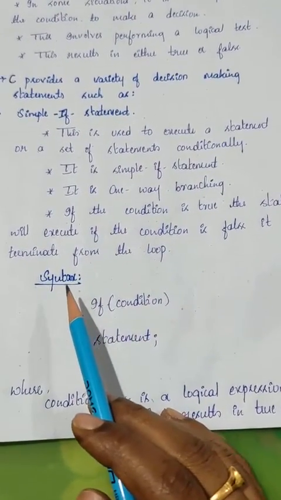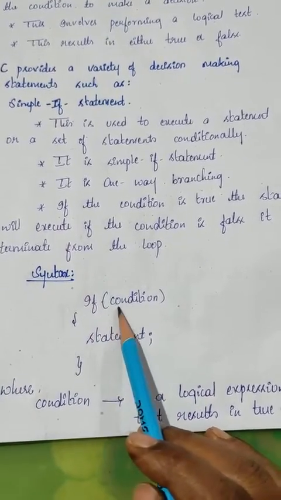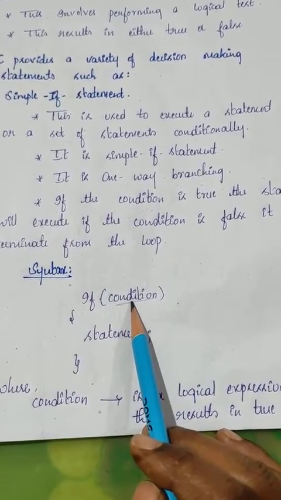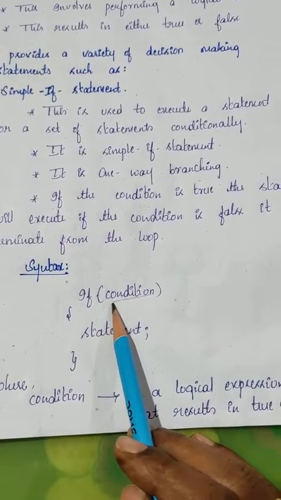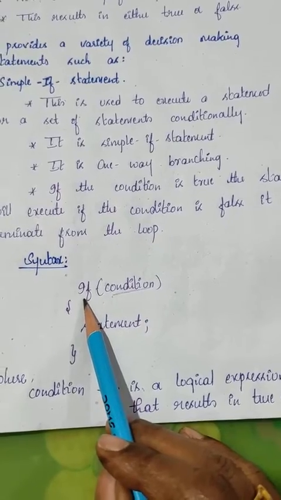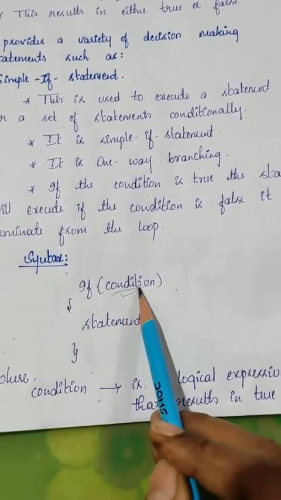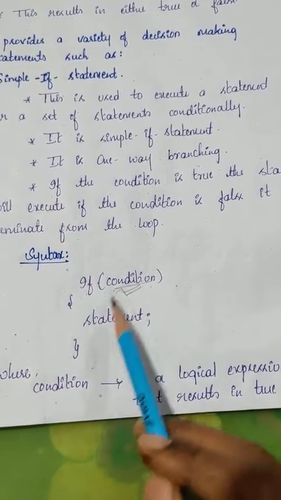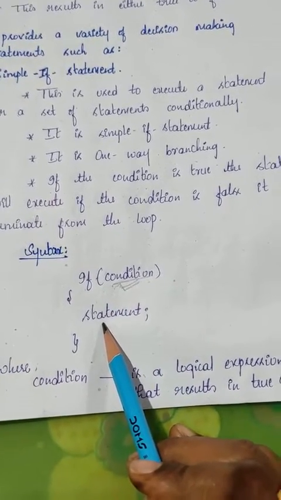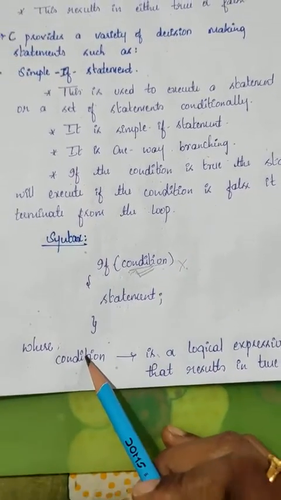Shall we see the syntax now? See here, there is a condition which I have underlined, and if the condition is true, it will enter the statement. Once again I'll repeat the syntax: only if the condition is true will it execute the statement, or else if the condition is false, it will be out of the loop.